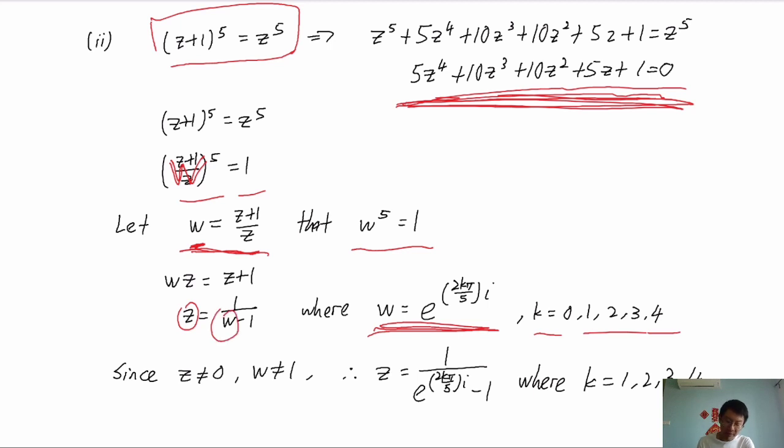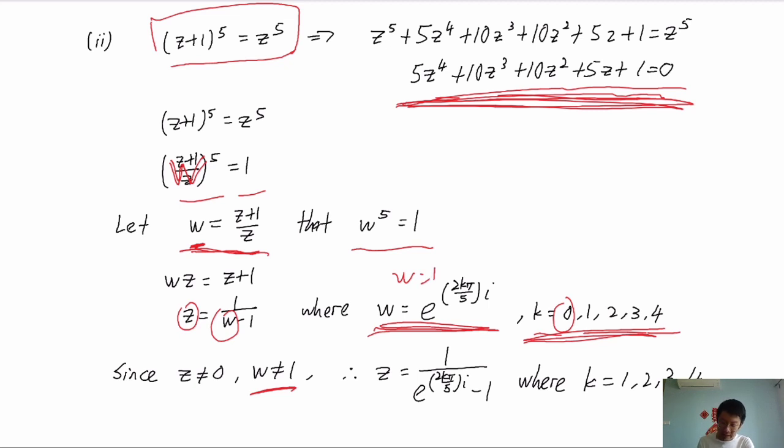So when will this z be undefined? It is when our w is equal to 1. So now our w cannot be 1. Which value of k will result in w equal to 1? The value is when k is equal to 0. So when k is equal to 0, our w here is equal to 1. So we cannot take that value.